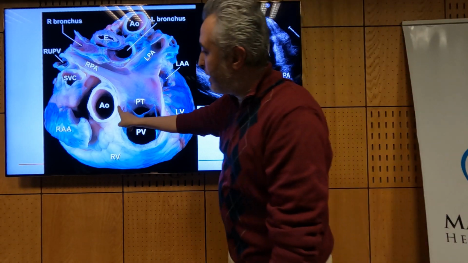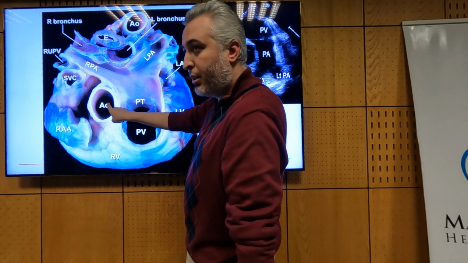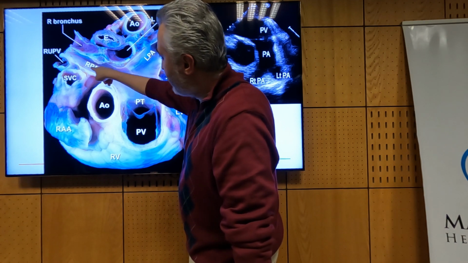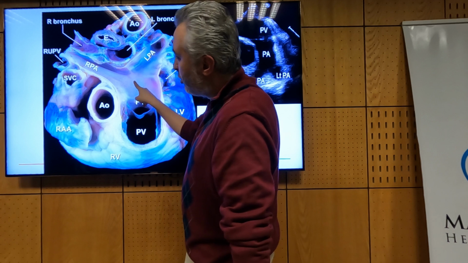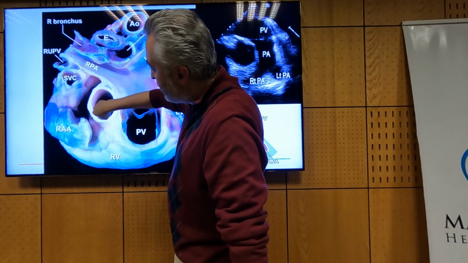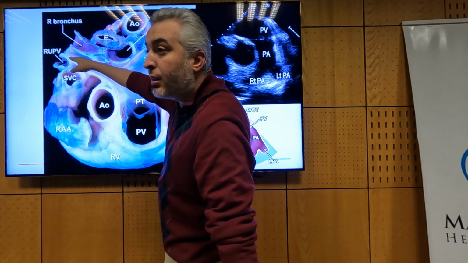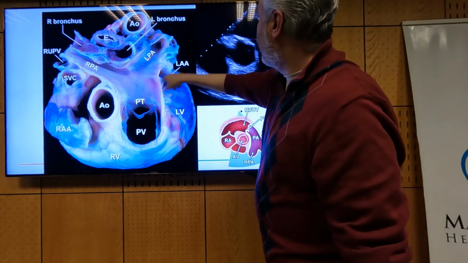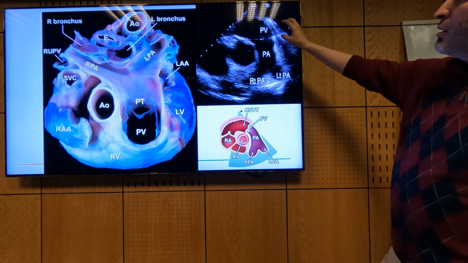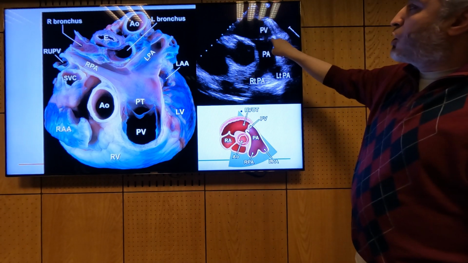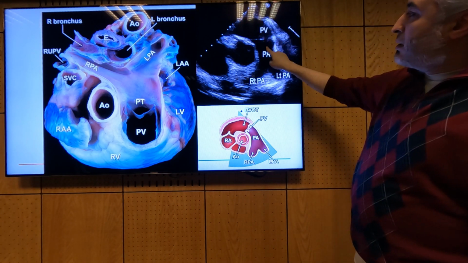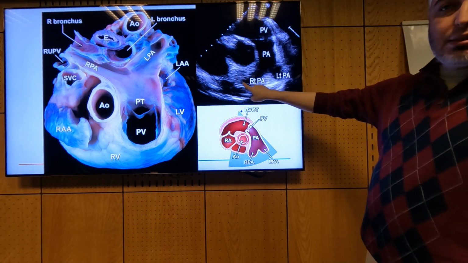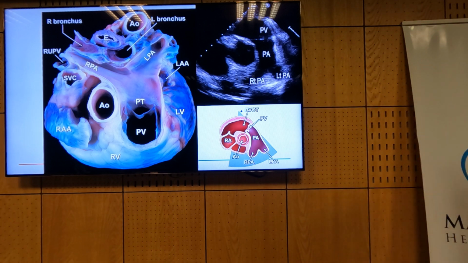So you can see the ascending aorta as a circle, a short axis, but then the MPA bifurcating into RPA and LPA. The artery that goes behind the ascending aorta, behind the SVC, is the RPA, the right pulmonary artery, while the other one is the left pulmonary artery. So you can see it here. This is pulmonary valve in long axis, RVOT, then main pulmonary artery. The one that goes behind the ascending aorta is the RPA. The other one is the LPA.